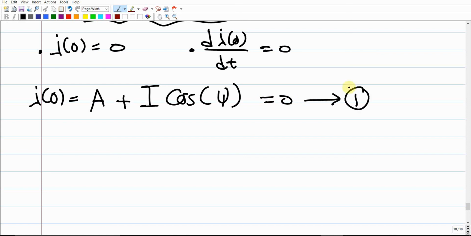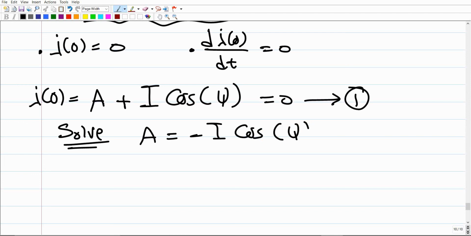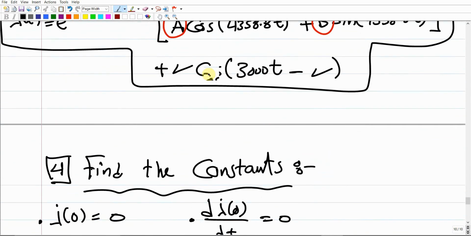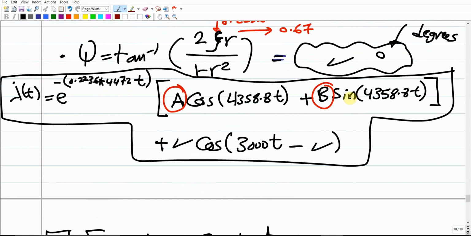This is going to give us the first equation. From this equation, we can solve simply for A. Moving the second term to the right-hand side, this gives us A equals negative I times cosine psi, where psi and I you already have as values. So it means you already have a specific value for the constant A.